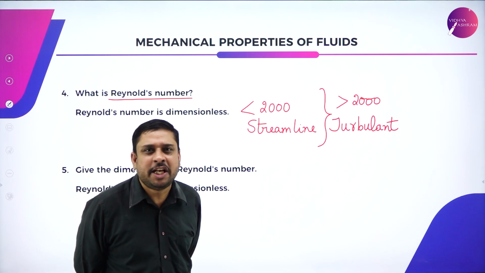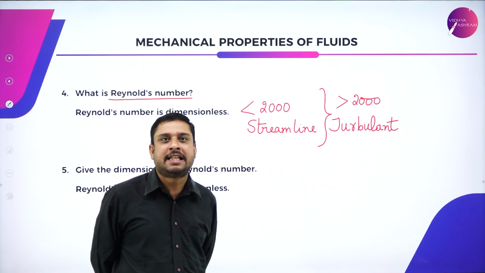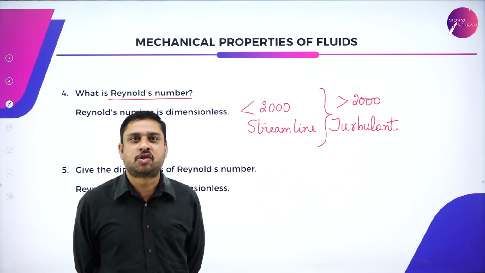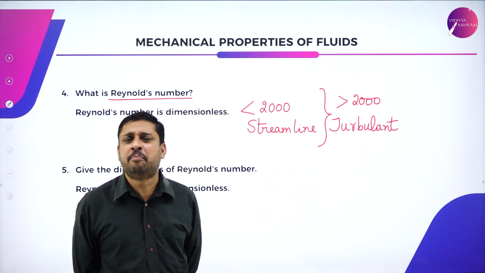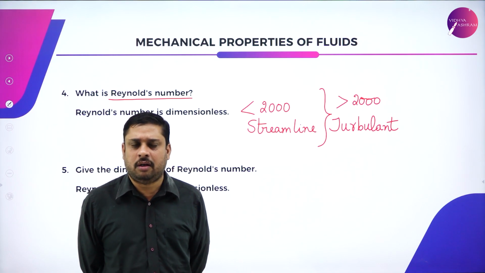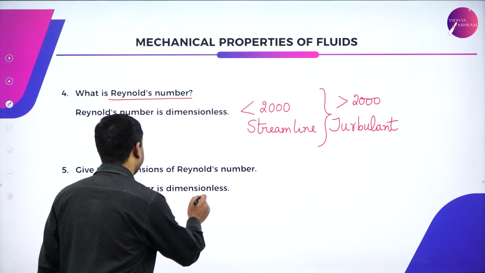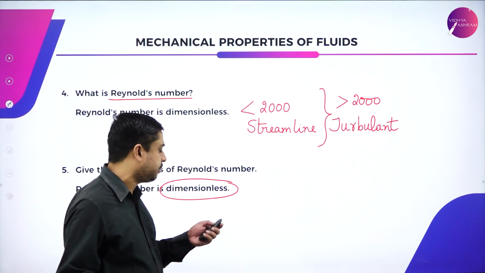It is a number. It doesn't have any unit. It is dimensionless. Purposefully, they asked this as a 1-mark question. Write the dimensions of Reynolds number. It's a number, scalar, dimensionless. So, Reynolds number is dimensionless in nature.